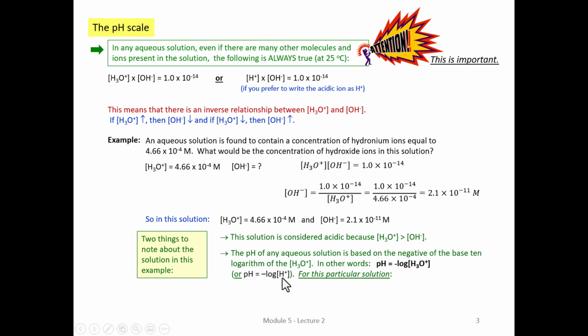For this particular solution, pH is minus the log of the hydronium ion concentration, which would be minus the log of 4.66 times 10 to the minus 4. Now you should note here that the log of 4.66 times 10 to the minus 4 gives a negative number, but we're taking the negative of that negative and we end up with a positive. So the pH is 3.332.